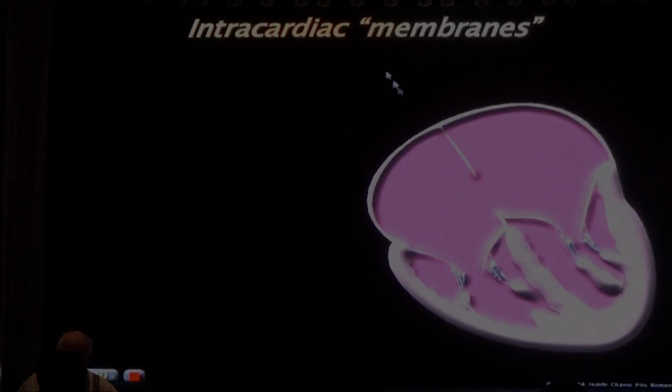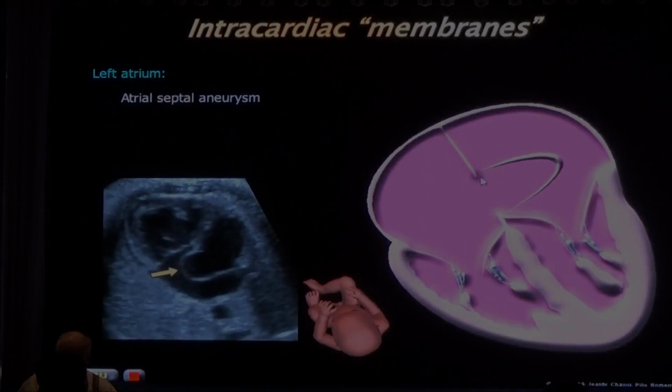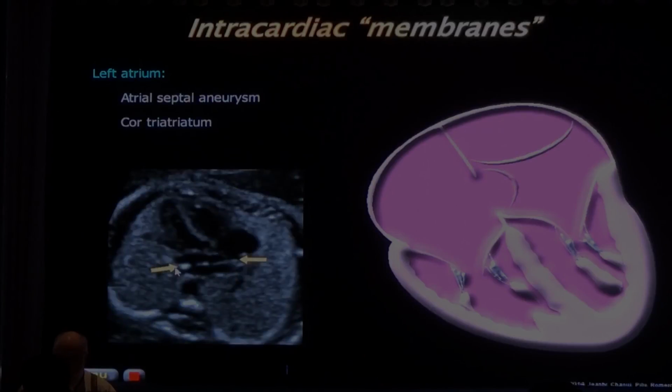There are a few intracardiac membranes that you have to be aware of. One is a large foramen ovale flap that is called an atrial septal aneurysm. You see the foramen ovale flap is much larger than normal, and it goes at least halfway through the left atrium. You see this baby also has tricuspid atresia with a ventricular septal defect and a hypoplastic right ventricle. So, atrial septal aneurysm.